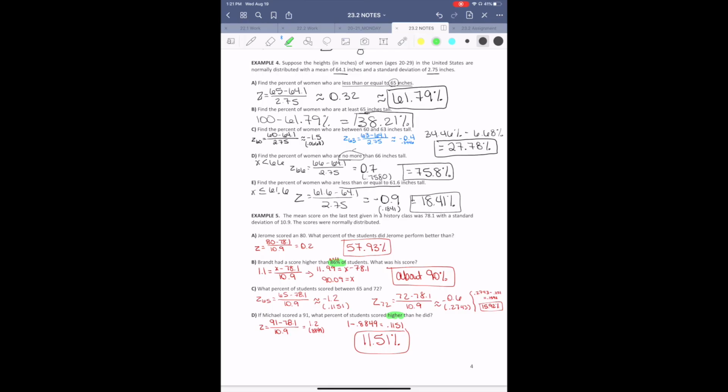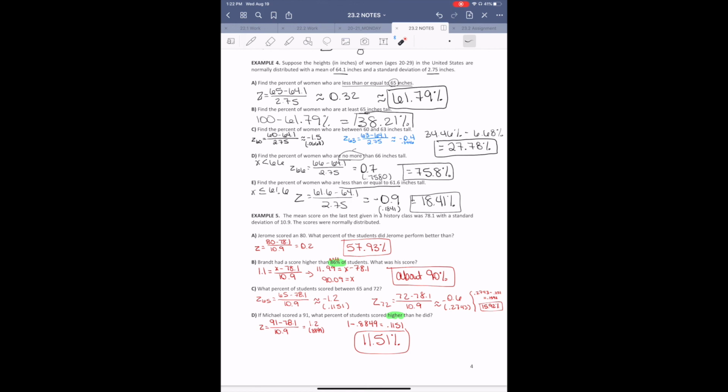All right, here are the answers you should have for example 5. And a couple of these were tricky, right? You had to really pay attention. So A, you should have 57.93%, should have had no problem with that. And C, you should have 15.92%. Again, you should not have had any trouble with that. B and D were the tricky ones. So let's talk about B a little bit.